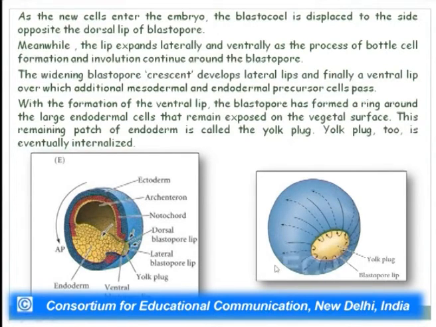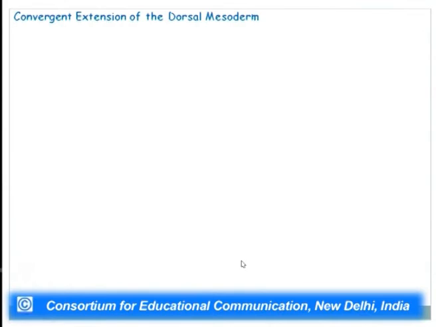You can again see the kind of movements that are occurring. The cells are growing inside, and then from here they go inside and move in this particular direction. This yellow portion is the yolk plug, but eventually this yolk plug will also be internalized and there will be no endodermal cells appearing on the outside.